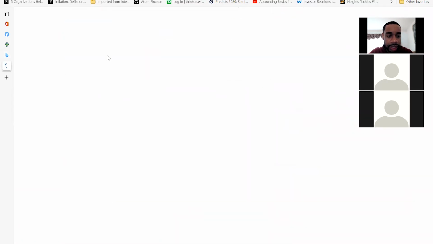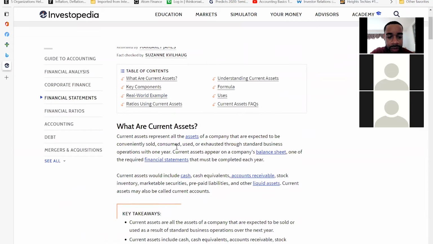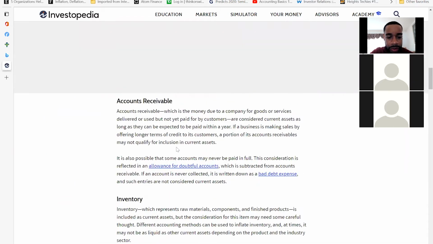Let's go Investopedia. I just want to find a formula for it.